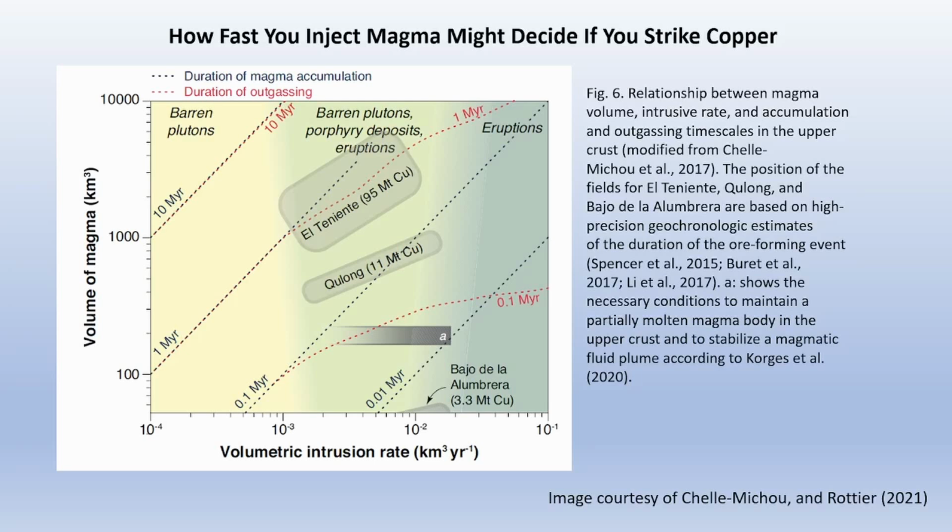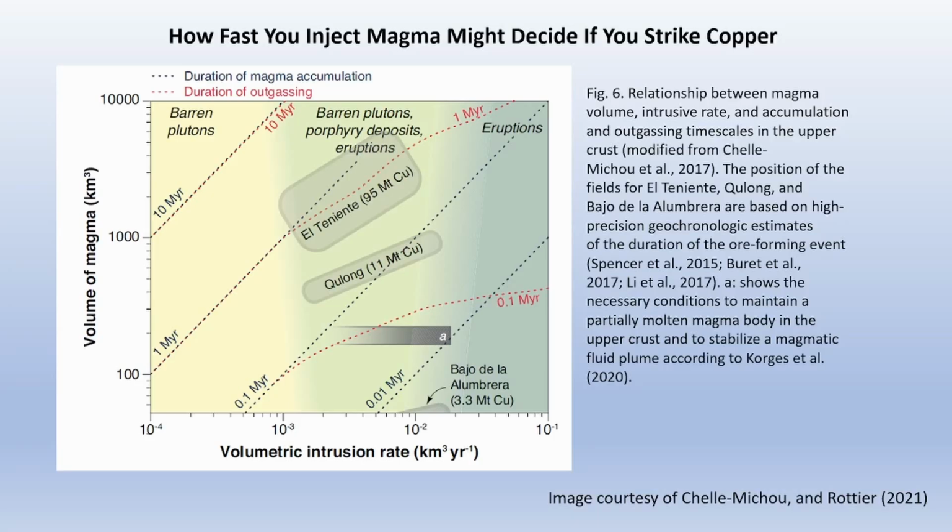So, how fast you inject magma might decide if you strike copper. Let's talk about timing here. How much magma do you need and how fast do you have to pump it into the crust to actually make a porphyry copper deposit?